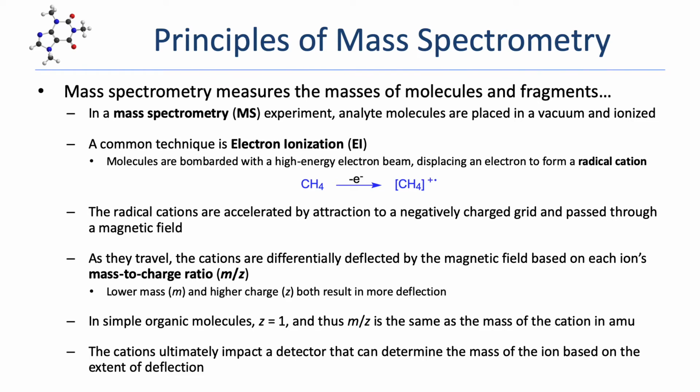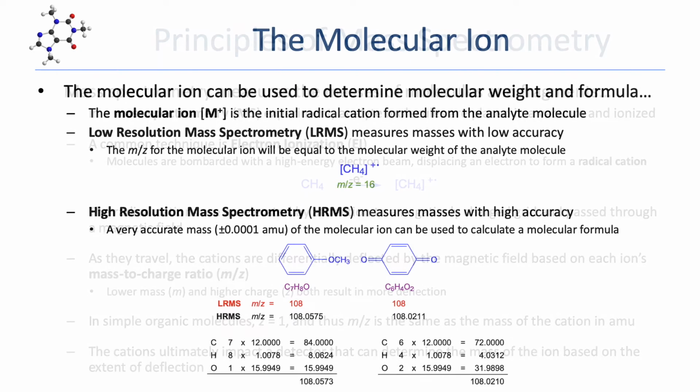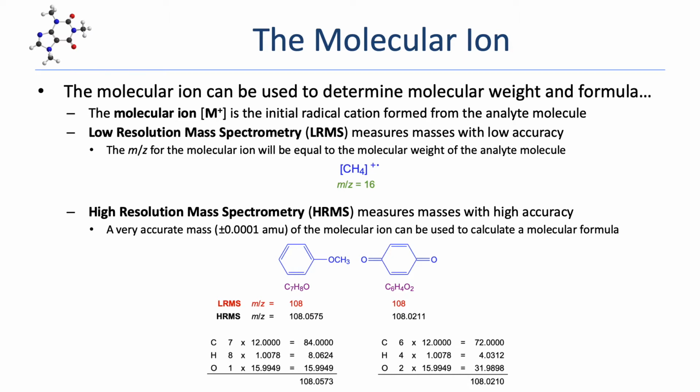The cations travel through the magnetic field and ultimately impact a detector, which can determine the mass of the particle based on the extent of deflection. The radical cation initially formed from the analyte molecule is called the molecular ion. In a low resolution mass spectrometry experiment, masses are measured with a rather low accuracy, sometimes as low as 1 AMU. In a low res experiment, the molecular ion's mass to charge ratio will be equal to the molecular weight of the original analyte molecule.